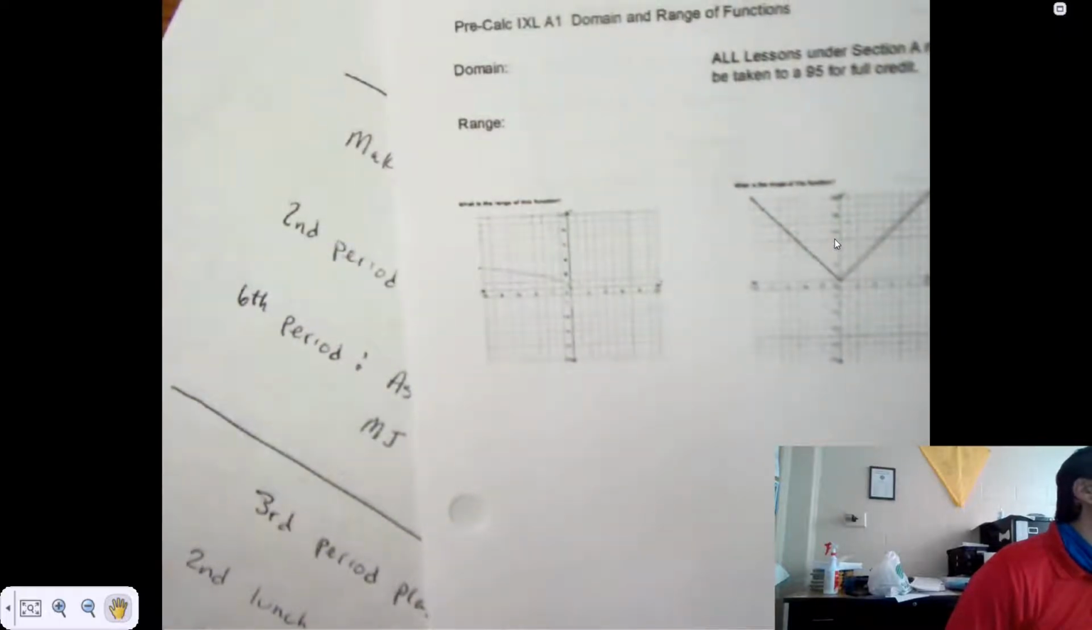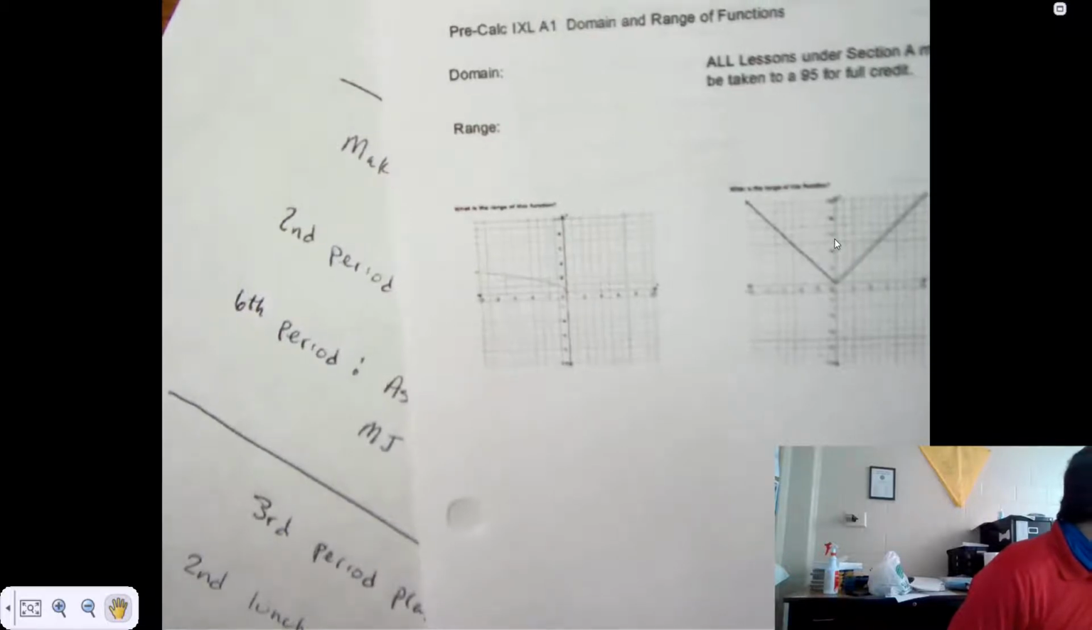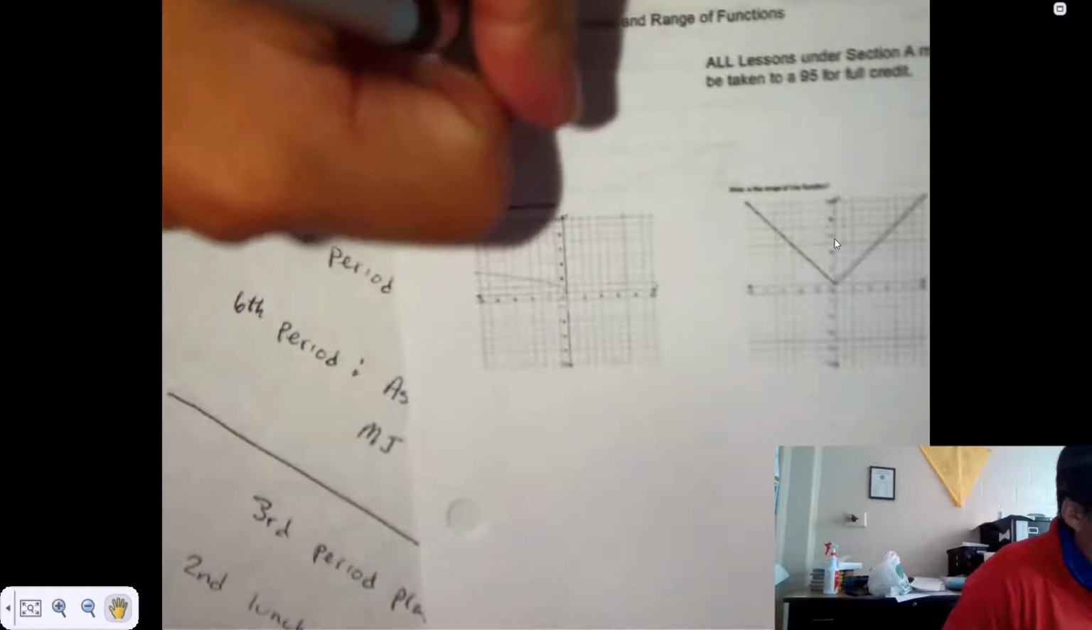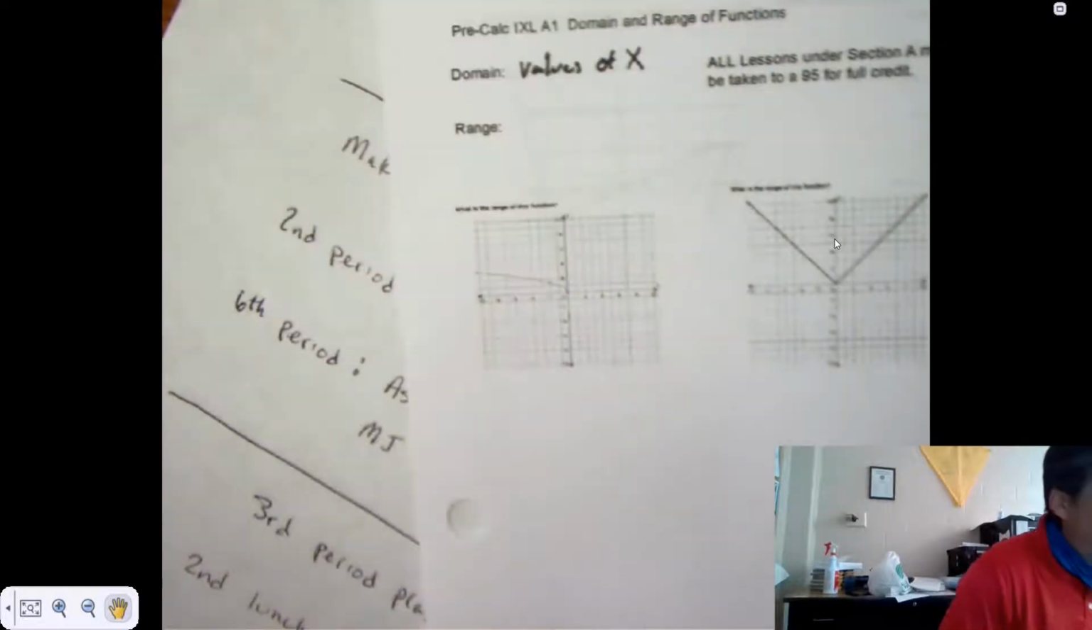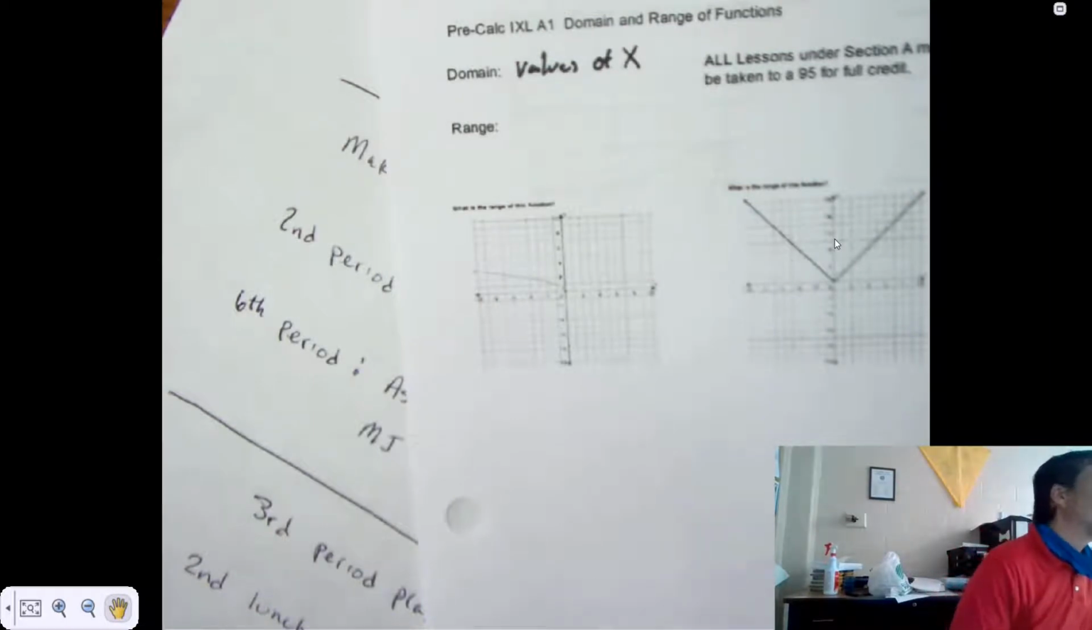This is going to be a pretty easy section for you. It's about domain and range. Does anybody have a good definition of domain? What is it? It's the x's. It's the values of x. And if domain is the values of x, what must range be? Values of y.